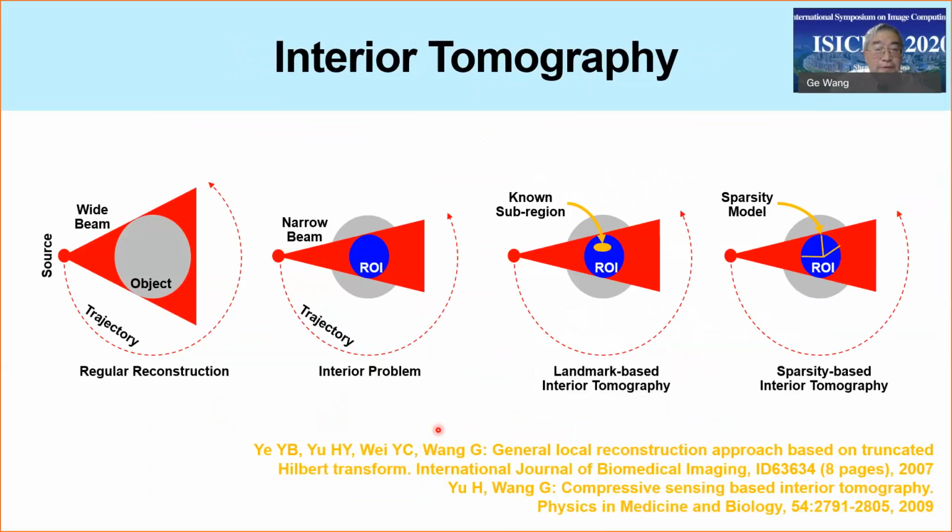Our group, collaborators and peers revisited the problem since 2007. We introduced a tiny bit of prior knowledge, a known subregion inside the ROI, and later on we used compressed sensing, assuming the ROI is piecewise polynomial. Under these weak constraints, we showed interior tomography is feasible, so we can perform accurate and stable reconstruction.